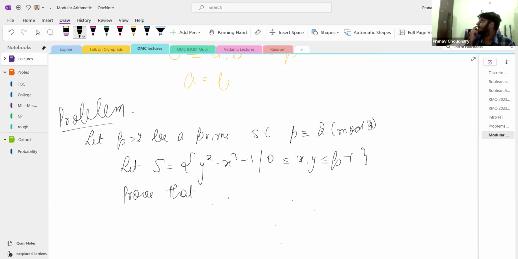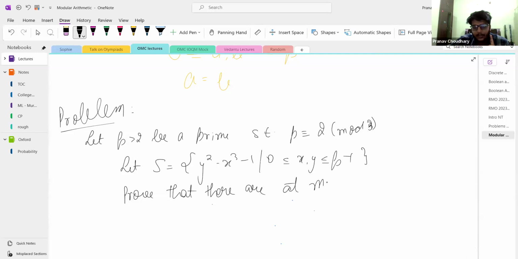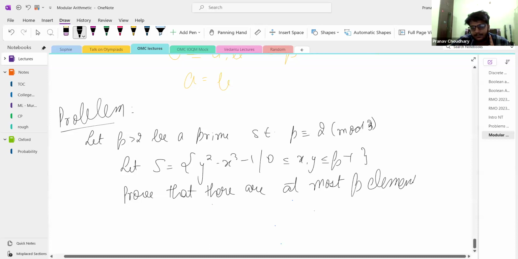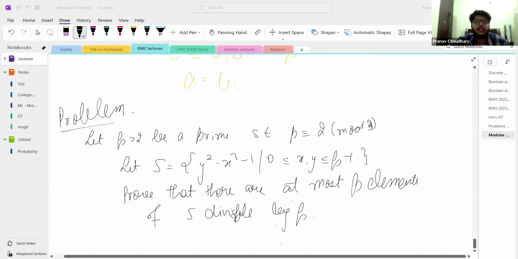Is there a nice way to state this? Let me think. Okay, this is the exact statement: prove that there are at most p elements of S divisible by p. Yeah, let's just do it with the original version. So this is the problem.